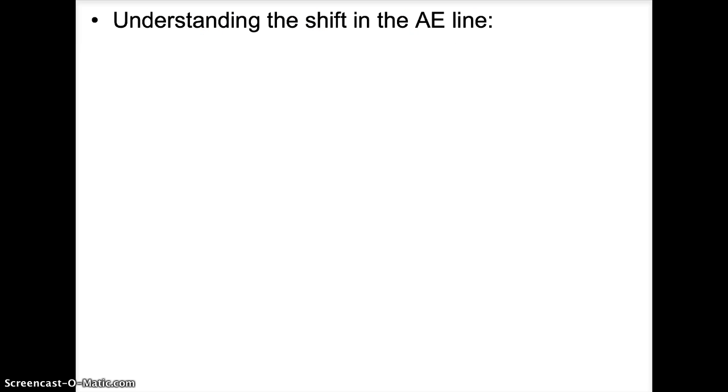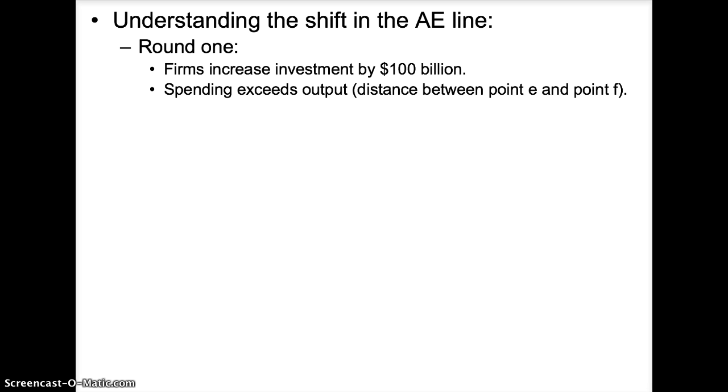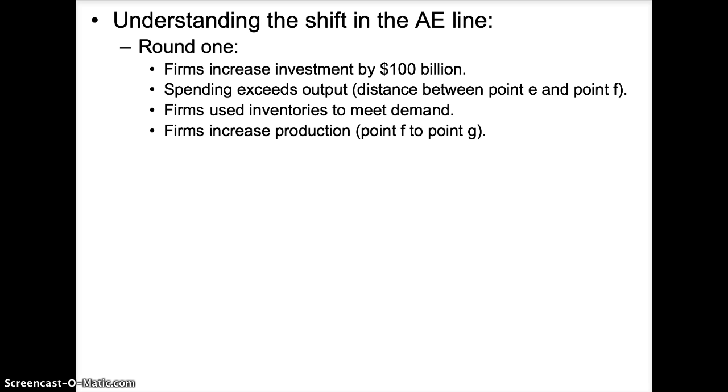To understand the shift of the AE line, I'm going to break it down in 3 rounds. Round 1. Firms increase investment by $100 billion. Spending will exceed output. This is shown on the diagram as the distance between point E and point F. Firms will use inventories to meet demand and will increase production. The increase in production is shown from point F to point G. This increase in production will create $100 billion more in income.